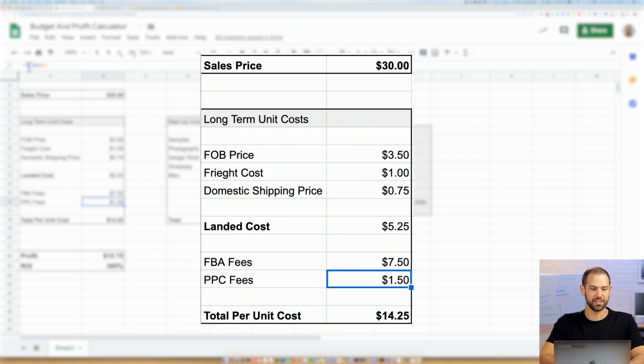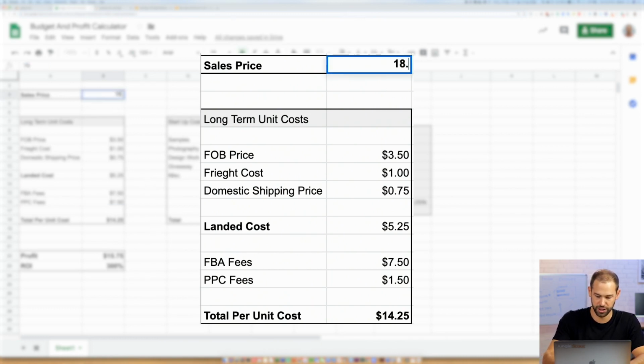For my PPC fees, historically I've always spent about 5% of the sales price on PPC. Now, we'll get into this more later, but not every sale is going to be a PPC sale. So the advertising cost of sales on PPC sales is quite a bit higher than 5%, but as a total blended rate for all of my sales, it usually works out to be about 5%. Sale price, we need to adjust to $18.99.